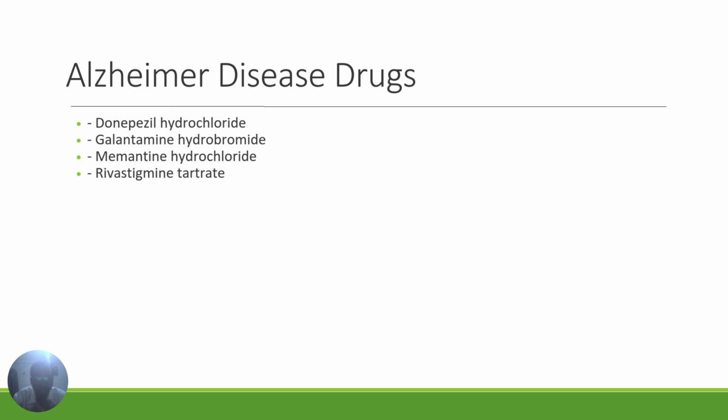Examples of the Alzheimer disease drugs are here. We have donepezil hydrochloride and galantamine hydrobromide. Then we have memantine hydrochloride and we have rivastigmine tartrate. These are the common examples of drugs that are used to manage the disease.